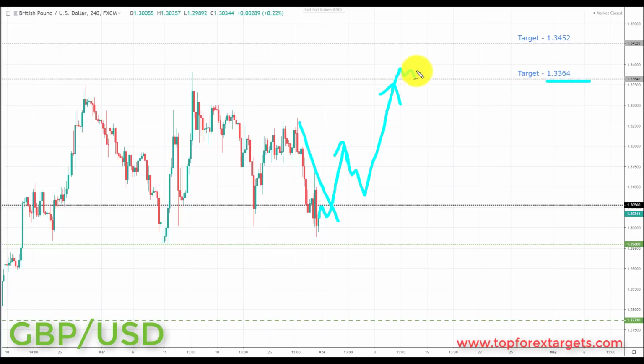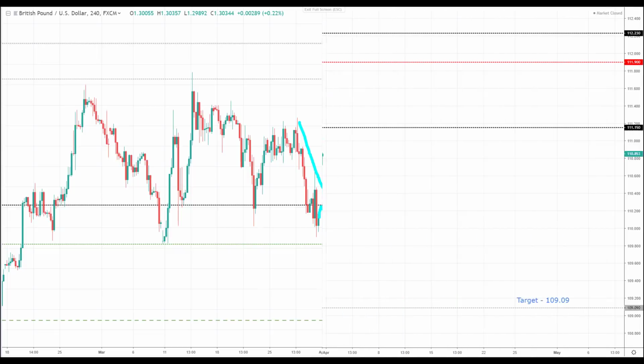And if we can get a breakthrough here, we're going to be looking up towards the next key area of resistance to the upside and target 2 at the 1.3452.